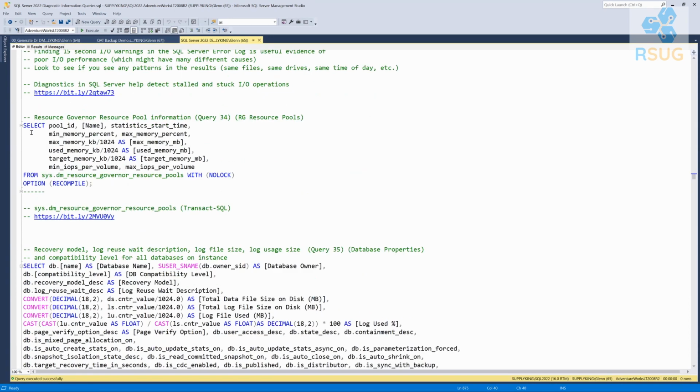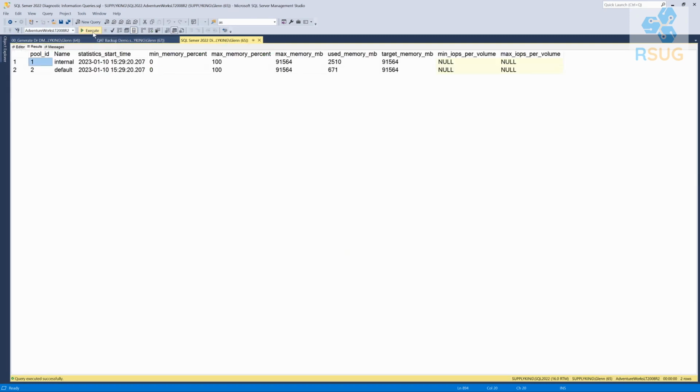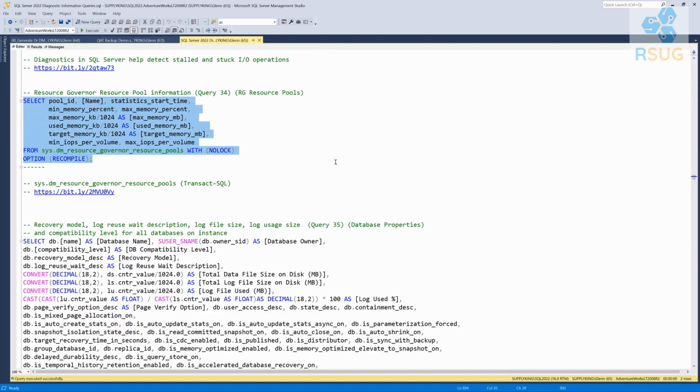All right, the next thing is Resource Governor. And Resource Governor is really underutilized, not because it's Enterprise Edition only. Not that many people use it in my experience, but it can be very useful in some scenarios. And this shows you what's going on with it. I'm not using it here on my workstation.